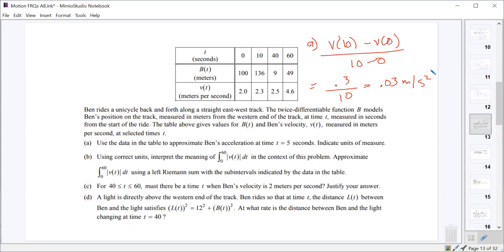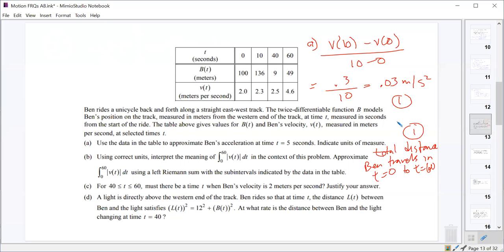Yeah. Cool. All right, part B says using correct units, interpret the meaning of the integral from 0 to 60 of the absolute value of v of t. Since this is the absolute value of v, that's the speed, and the integral of speed is the total distance traveled. So this is the total distance Ben travels from t equals 0 to t equals 60. Oh, sorry, I forgot, this was worth 1 point. And then the meaning of the integral here is 1 point.